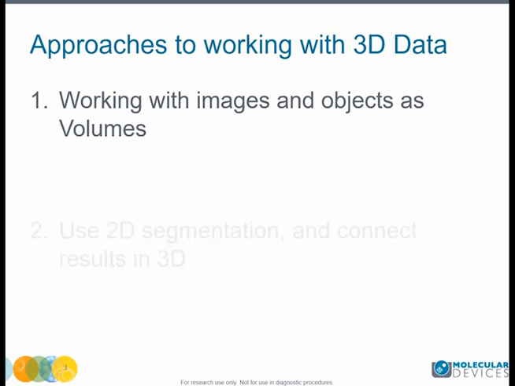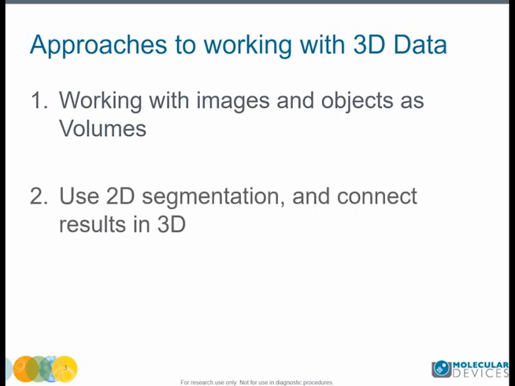The next approach is to process each plane individually as 2-dimensional data. Then, when done processing in 2D, you combine the results into volumes using various connection rules. This allows you to use any of the wide variety of 2D processing steps that are available, while still resulting in volume objects at the result side.